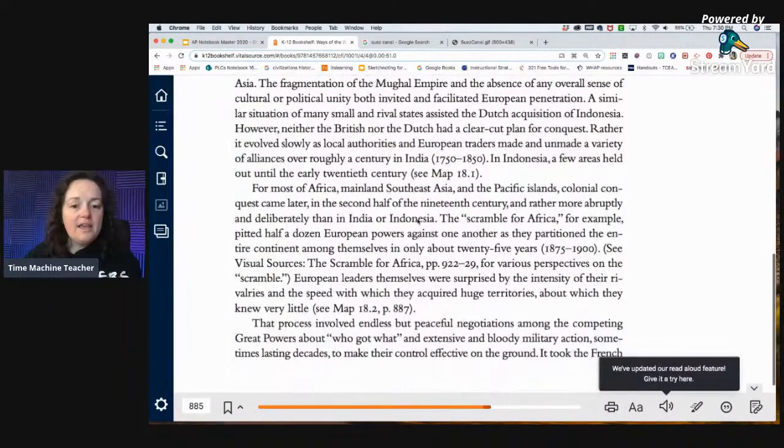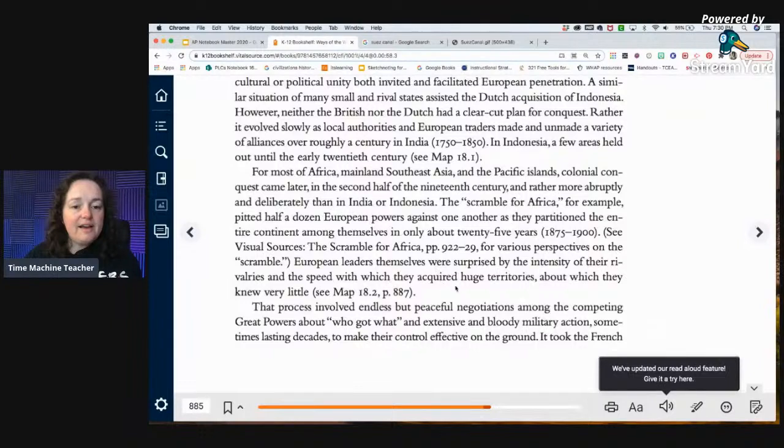Okay. Then in Africa, for most of Africa, mainland Southeast Asia, and the Pacific Islands, colonial conquest came later, in the second half of the 19th century, and rather more abruptly and deliberately than in India or Indonesia. So it was more deliberate in Africa. So put down that colonialism in Africa was more deliberate.